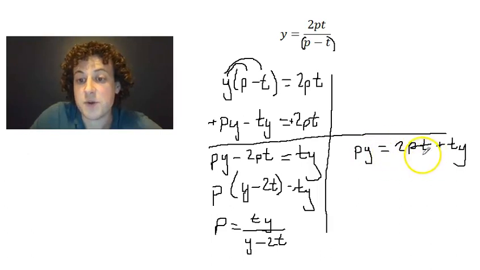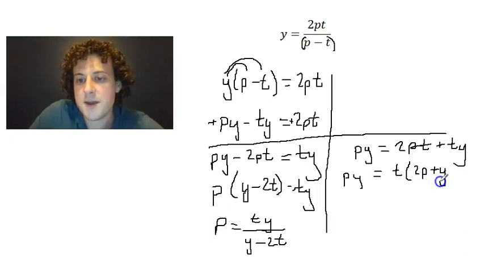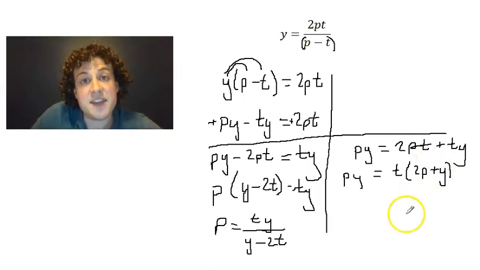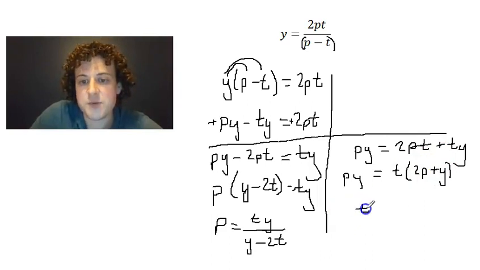So yes, back to this one. We've moved that across. We've got t in both boxes, and they're both on the same side. So we get py equals, factorize it to t bracket 2p plus y, and then divide by that bracket and switch it around. T equals py divided by 2p plus y.